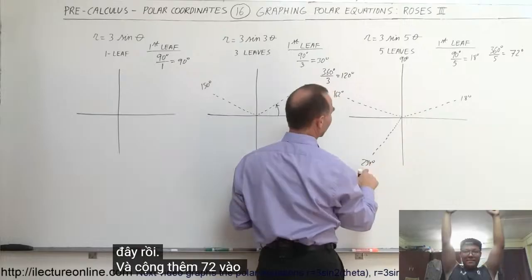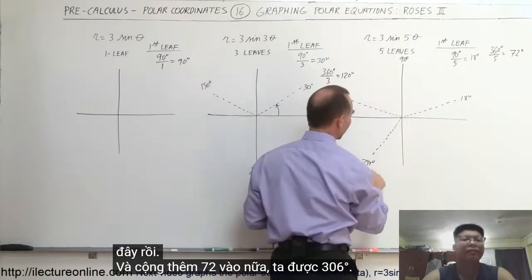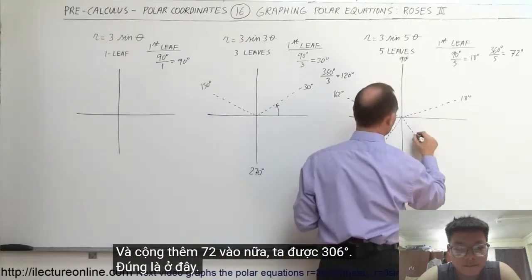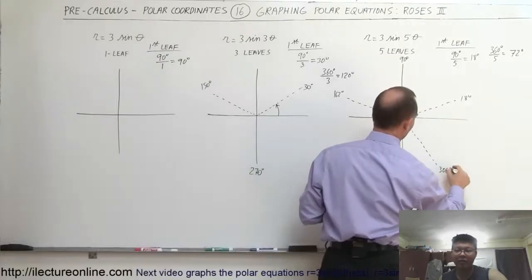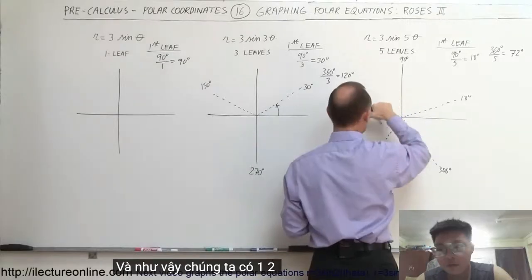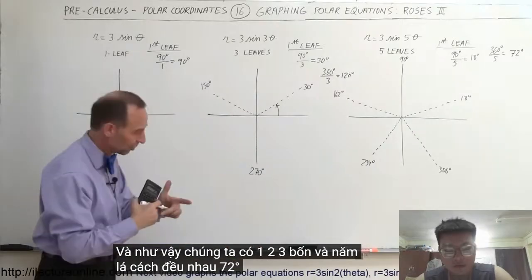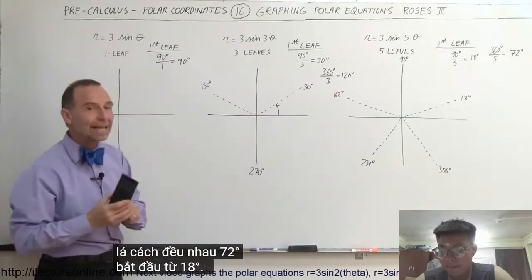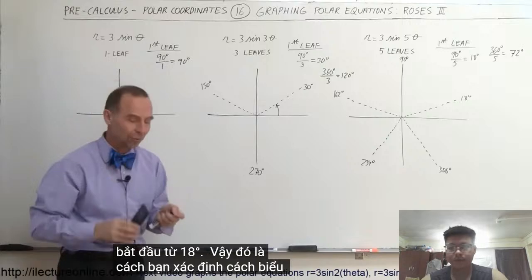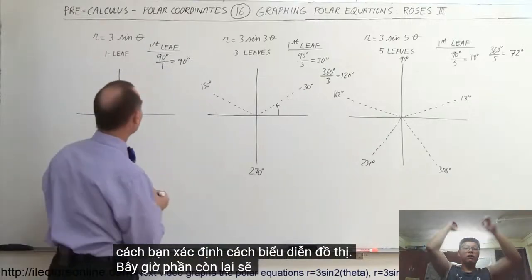And add 72 to that, that would be 306 degrees. That would be right about here. And so we have 1, 2, 3, 4, and 5 leaves, all evenly spaced, 72 degrees away from each other, starting at 18 degrees. So that's how you determine how to graph these. Now the rest would be relatively simple.